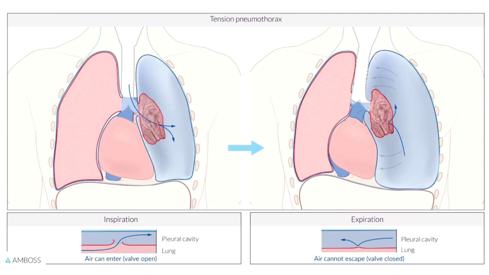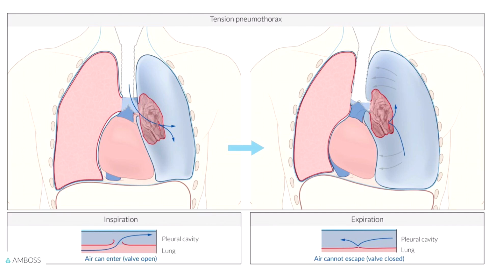In this image, notice that it's depicting the mechanism of tension pneumothorax. Tension pneumothorax occurs due to a structural disruption of the parietal or visceral pleura that leads to the formation of a valve which allows air entry but does not allow the air to exit. This leads to positive intrapleural pressure and ipsilateral lung collapse.